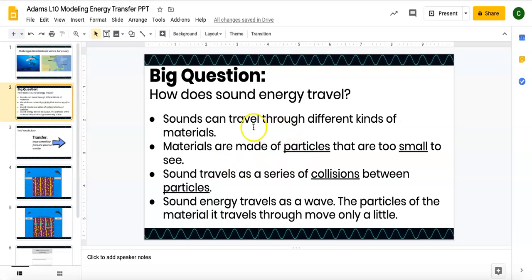When we think about answering the big question, all of these key pieces of information are going to help you on your CER. So when we're thinking about answering the question for our CER, we need to think about language like this, right? We need to think about particles colliding. We need to think about sound energy traveling as a wave.